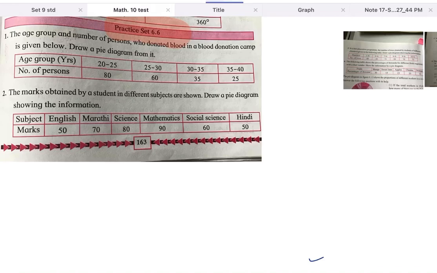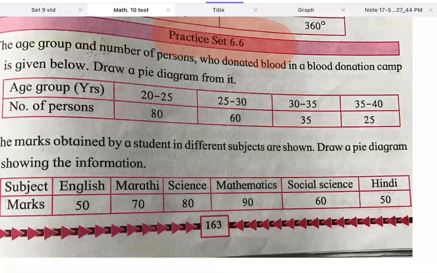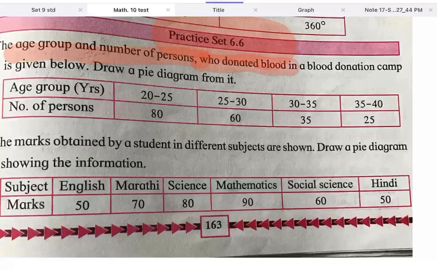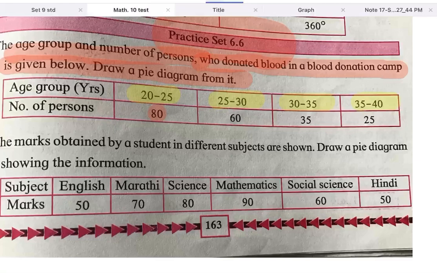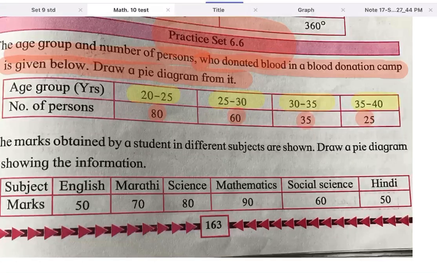So let's begin with the first question. First of all, read the question. The age group and the number of persons who donated blood in a blood donation camp, and this data is given below. So for this given data, we have to draw the pie chart. This is the age group, and for this age group, the number of persons is 80, 60, 35, and 25. So what is our target? We have to draw a pie diagram for it.